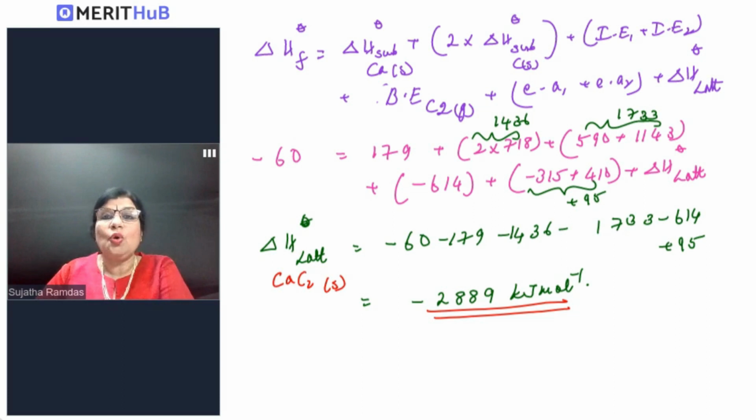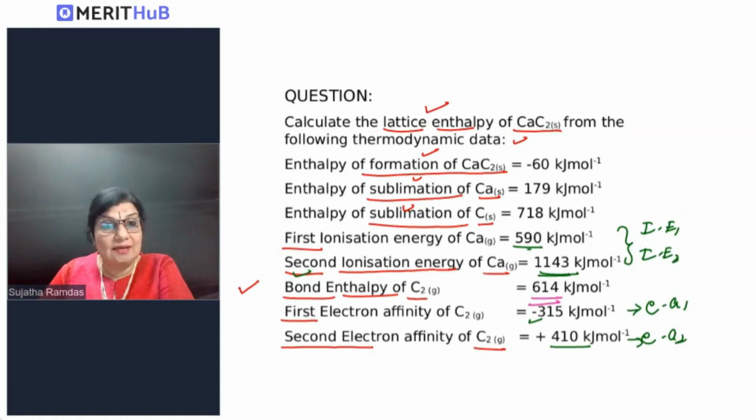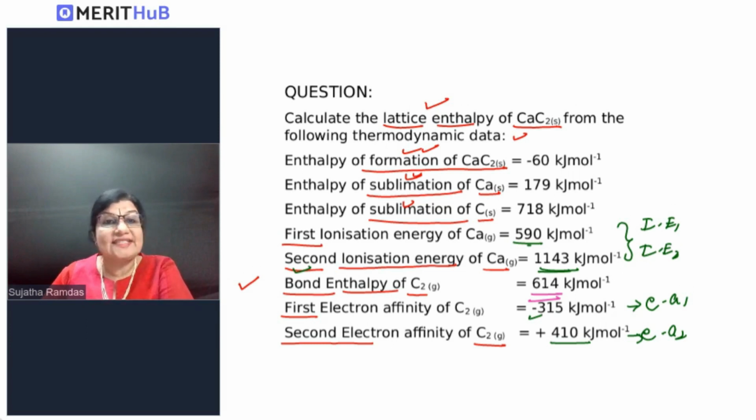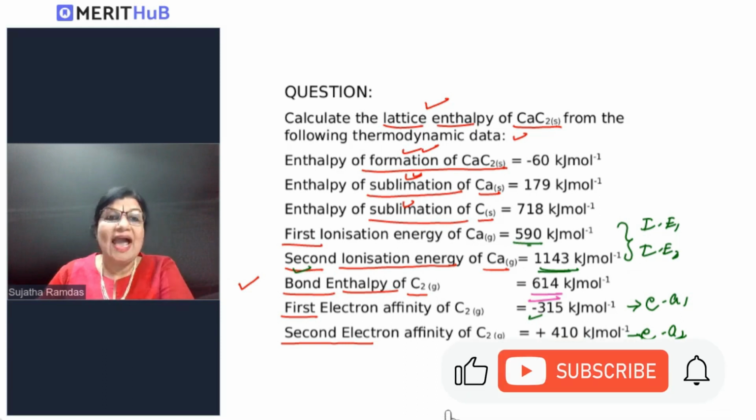All right, so by solving this question, I hope you've been able to recollect all these important thermodynamic terms: formation, enthalpy of sublimation, first and second ionization energy, first and second electron affinity, and an interesting aspect of this question, namely the bond enthalpy of gaseous C2. All right, and you also would have been able to recollect how to construct the Born-Haber cycle and arrive at the final answer. Thank you.